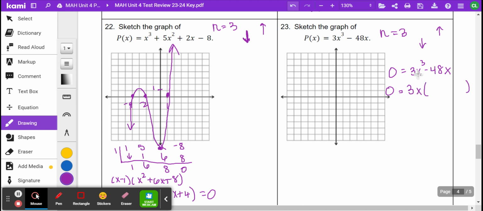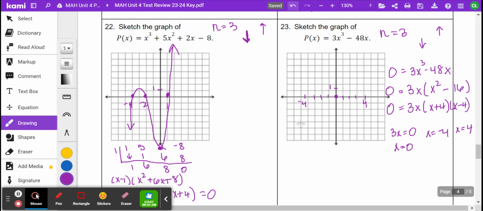And when I factor out 3x, I'm getting x squared minus 16. That can be factored. Hopefully we've done some factoring practice that has been helpful for you. So my zeros, I got 0, negative 4, and 4. 1, 2, 3, 4. 1, 2, 3, 4. And you can make this 1.